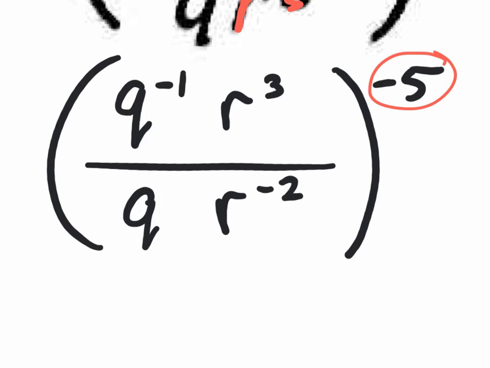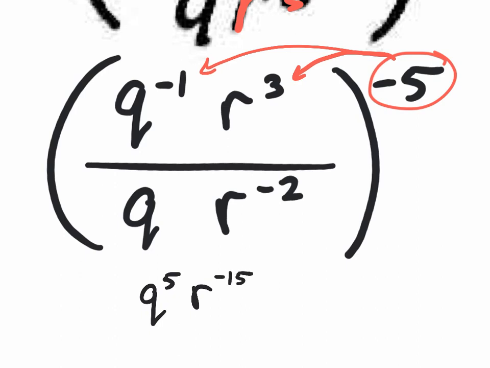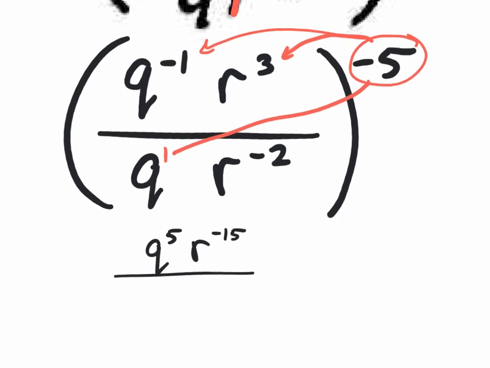Let me distribute -5 times 1. We're going to end up with a q to the +5 up on top. And then -5 times 3, that's going to be an r to the -15 on top. And on the bottom, when I distribute -5 times 1, that's going to be q to the -5 on the bottom. And when I distribute -5 times -2, that will be r to the what?